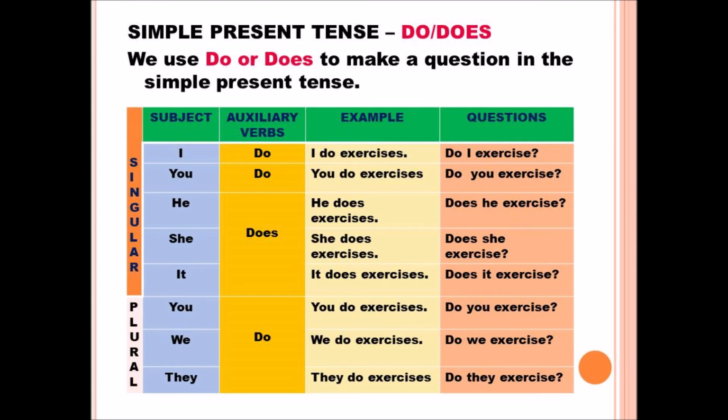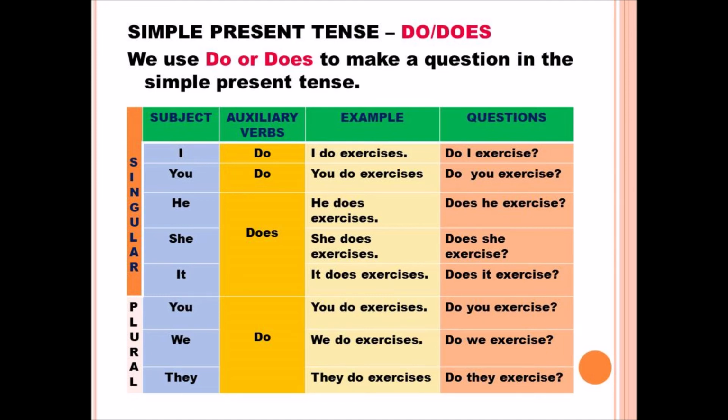Simple present tense: do, does. Do and does are present forms of verbs. We use do or does to make a question in the simple present tense. We use do for I or you, and we also use it for plural forms too. But we don't use does for plural forms or for I and you. Let us see how it is used.